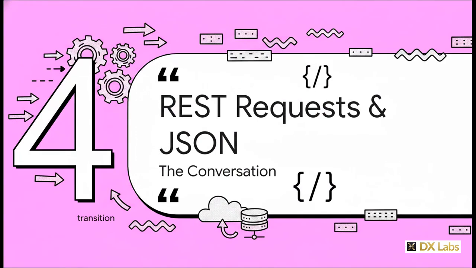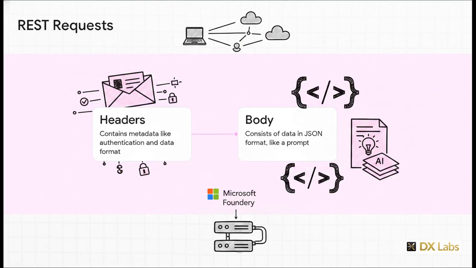Section 4 gets into the actual conversation, REST requests, and JSON. The interfaces provided at the endpoint are officially known as representational state transfer interfaces. Obviously, that is a huge mouthful, so developers just call them REST interfaces for short. Applications communicate with the endpoint by sending REST requests, and a REST request is broken down into two really simple parts: the headers and the body.